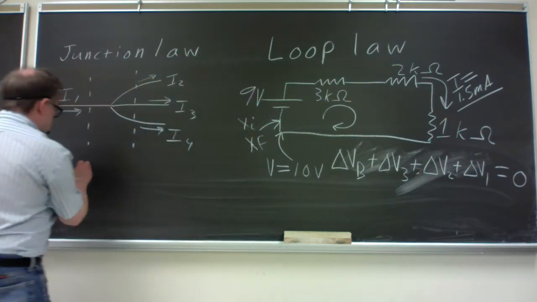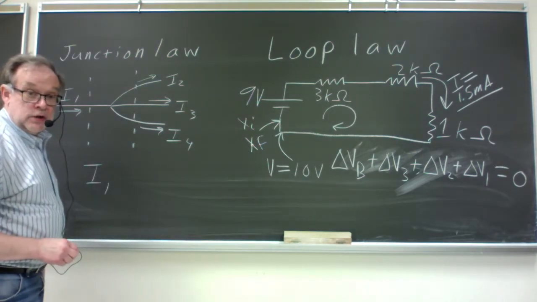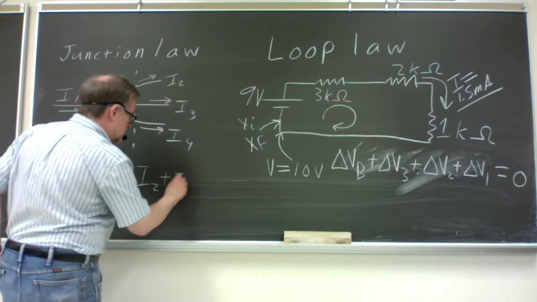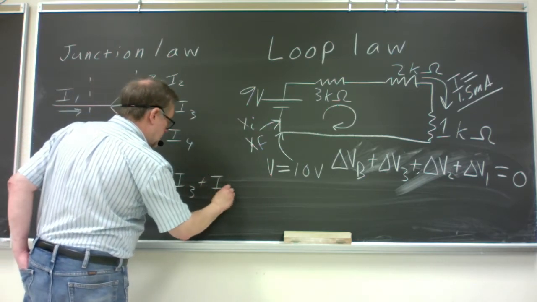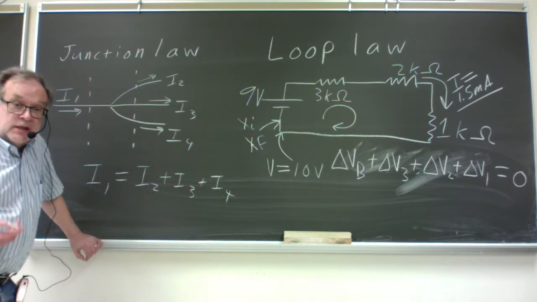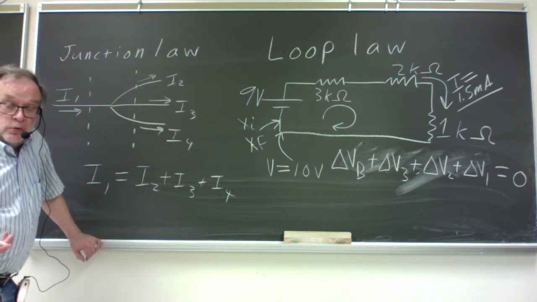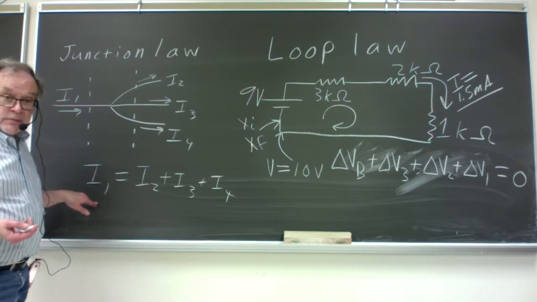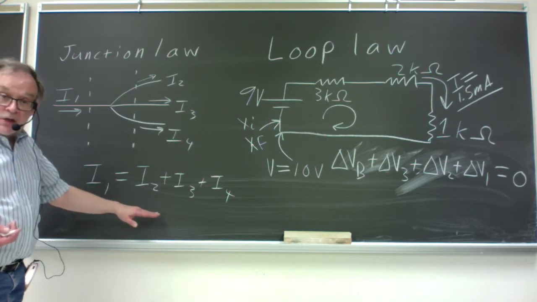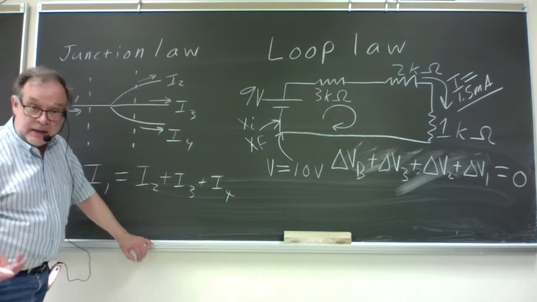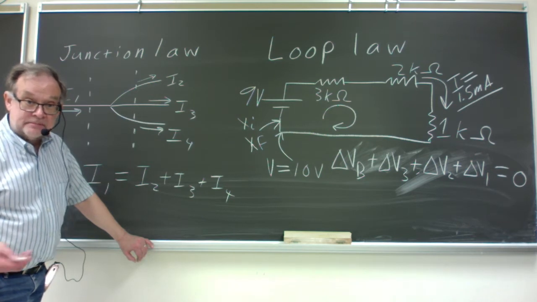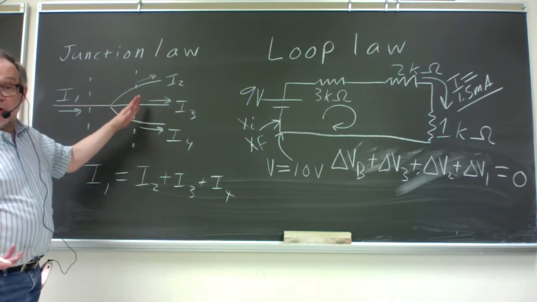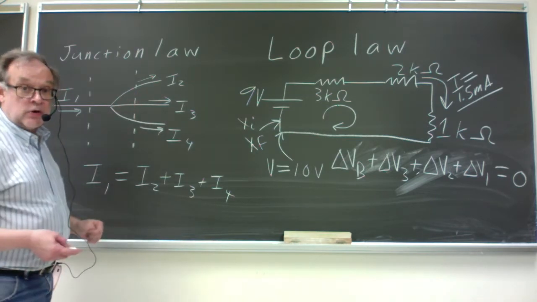So in other words, in this case, current I1 equals I2 plus I3 plus I4. That's just an example of the more general principle, Kirchhoff's junction law, in which all the current coming into a junction must be equal to all the current coming out of the junction. In this case, all the current coming in was just one current. All the current leaving were three currents.